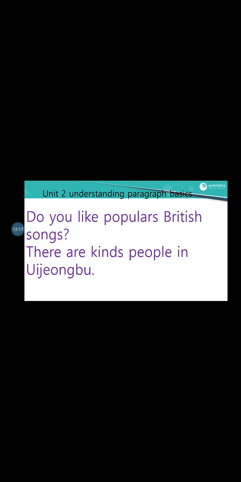And there are kind people in Ijombu. Okay, so why are these mistakes? Do you like Popular's British songs? There are kind people in Ijombu. What are the mistakes? Correct them and do this now, please.